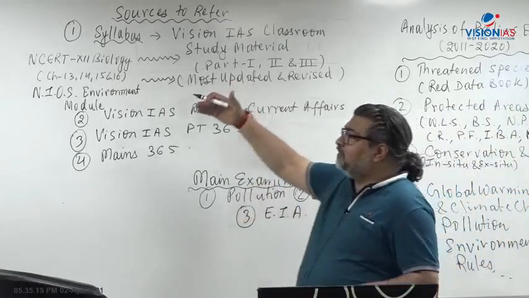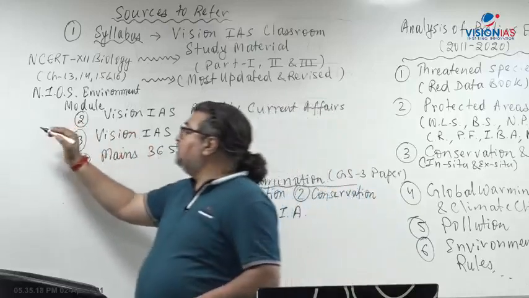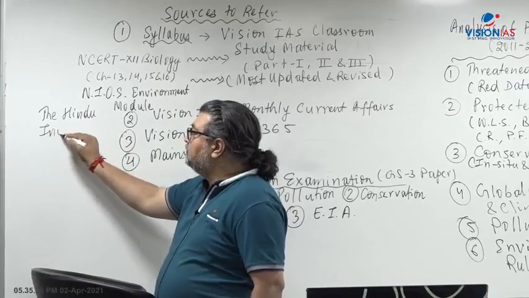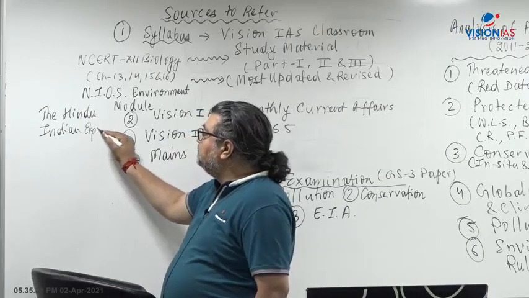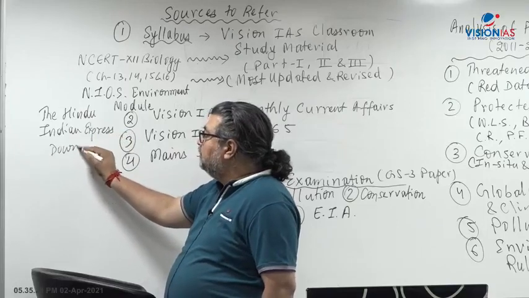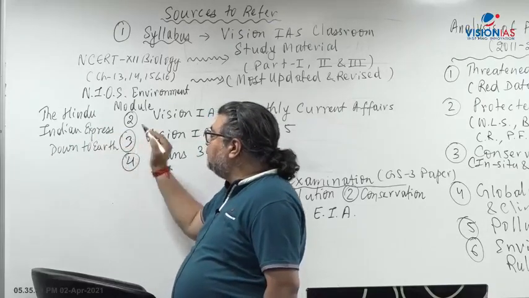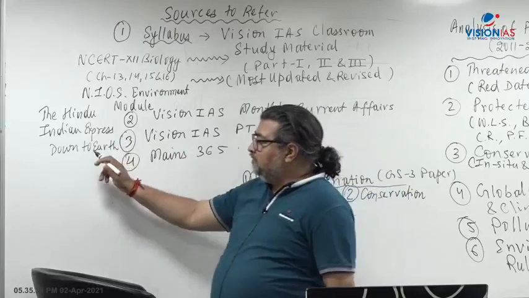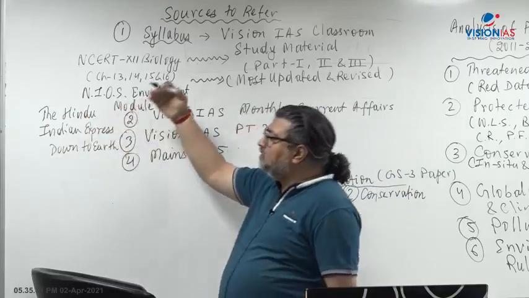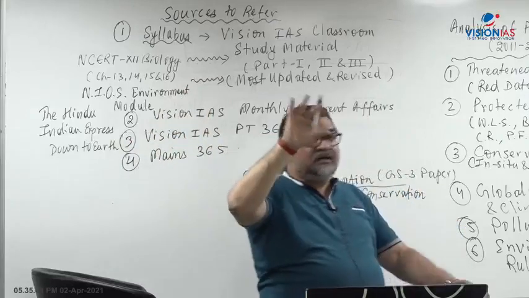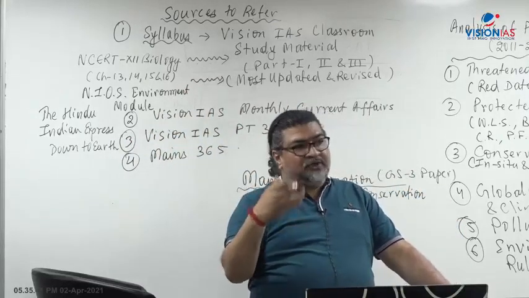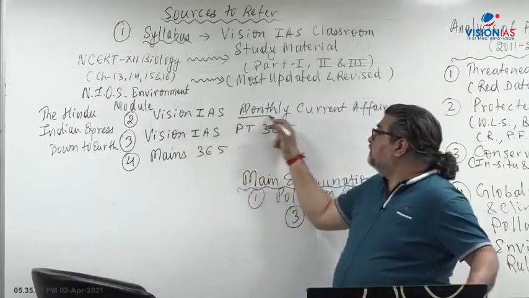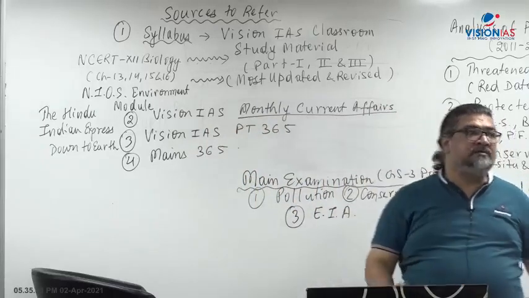For UPSC preparation, whenever you have time, there is the Hindu newspaper, the Indian Express, and then a magazine called Down to Earth, published by the Centre for Science and Environment. Whatever current affairs come in geography and environment, in Down to Earth, the Indian Express, the Hindu, whatever news comes, as you keep preparing, please read that. But again, you will have a compilation in the monthly current affairs.